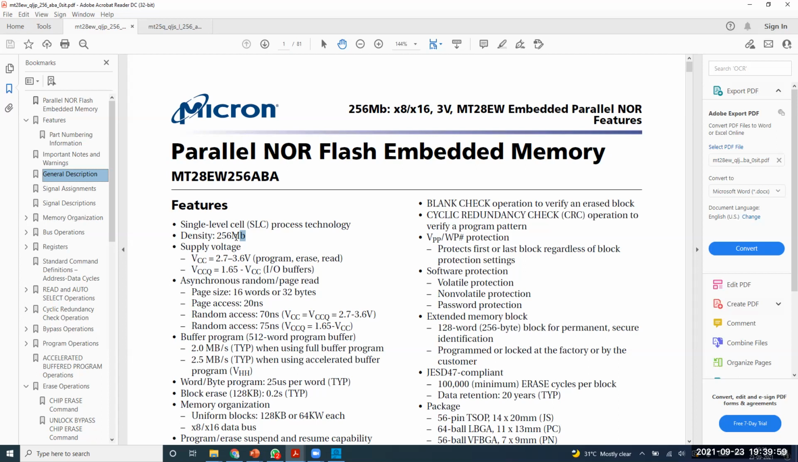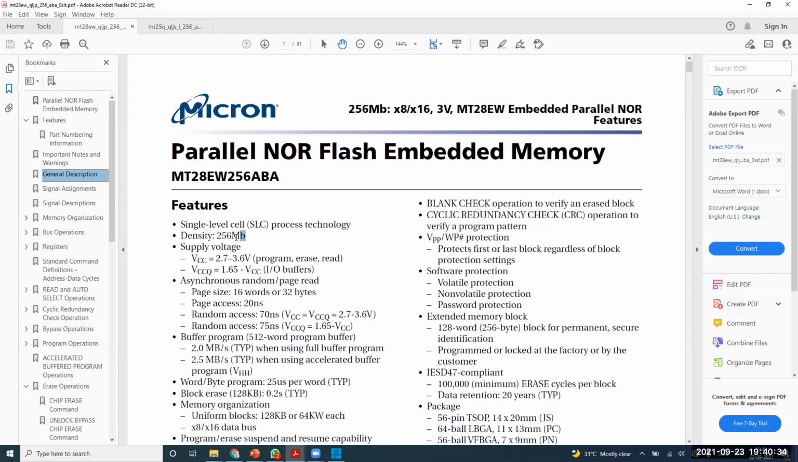32 mega. That means I need 2 power 25. How many address lines? 2 power 25, I need. Now, if I use this as a 16-bit device, each line 16-bit, then divided by 16. In that case, I will have how much? 256 by 16 is 16 mega. This is one word. One word means 16-bit. So that means I need only 2 power 24.